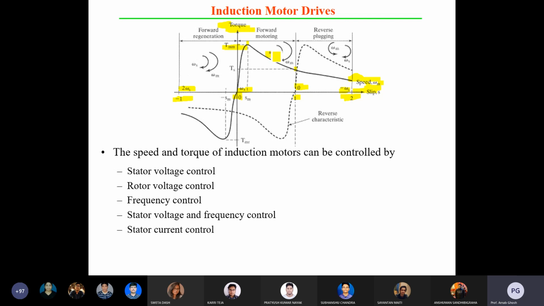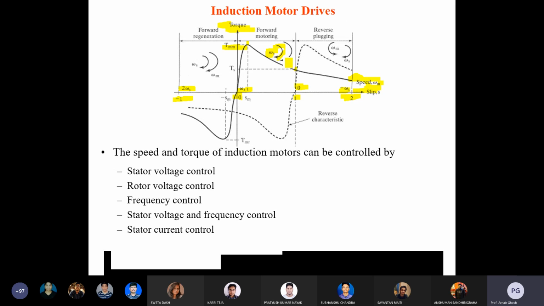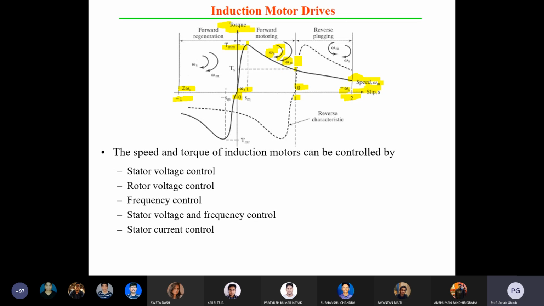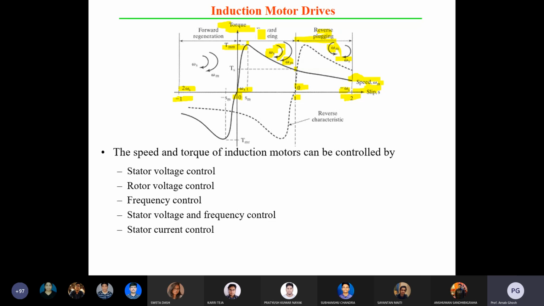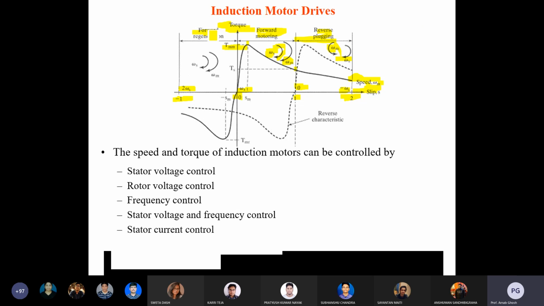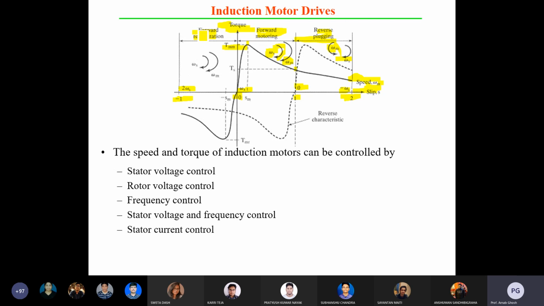Here rotation is clockwise. First, you consider clockwise rotation for synchronous speed, with the motor speed also clockwise. Here the motor speed is reversed, while the synchronous speed ωs is in the same direction but ωm is reversed. That means it is reverse plugging. This is the forward braking condition. This is the reverse plugging braking condition, and forward regeneration is in the next quadrant.